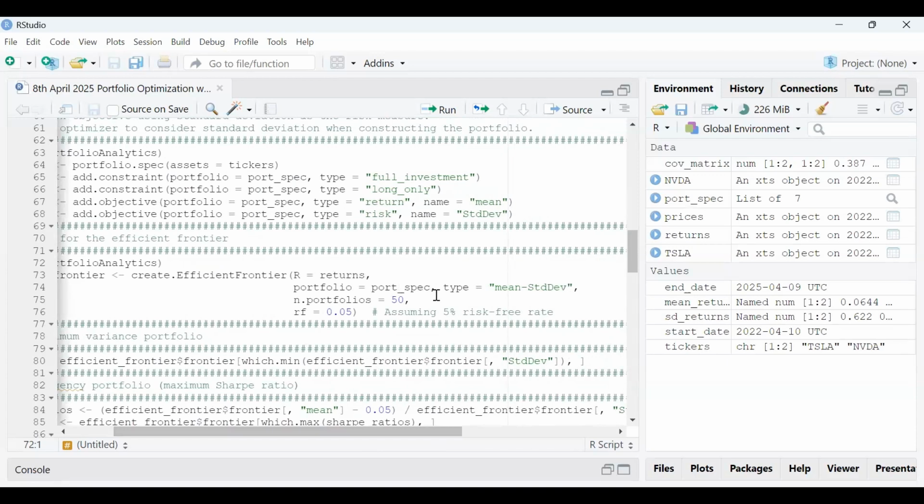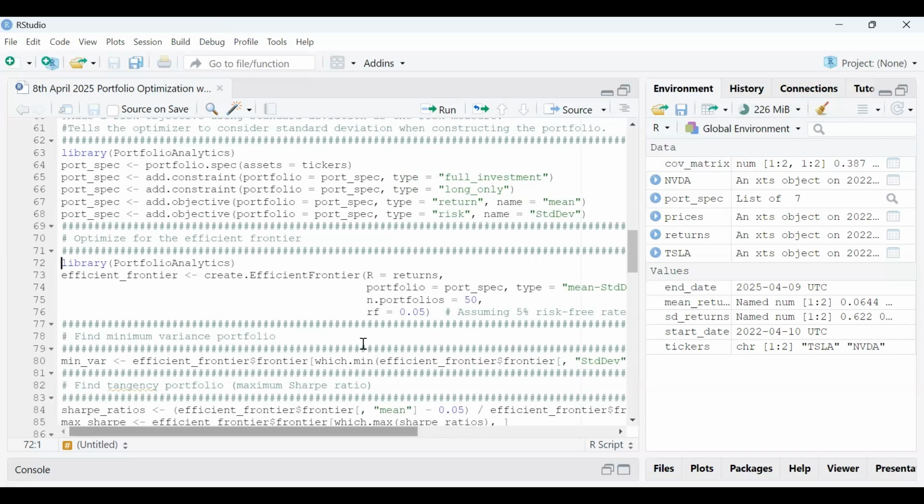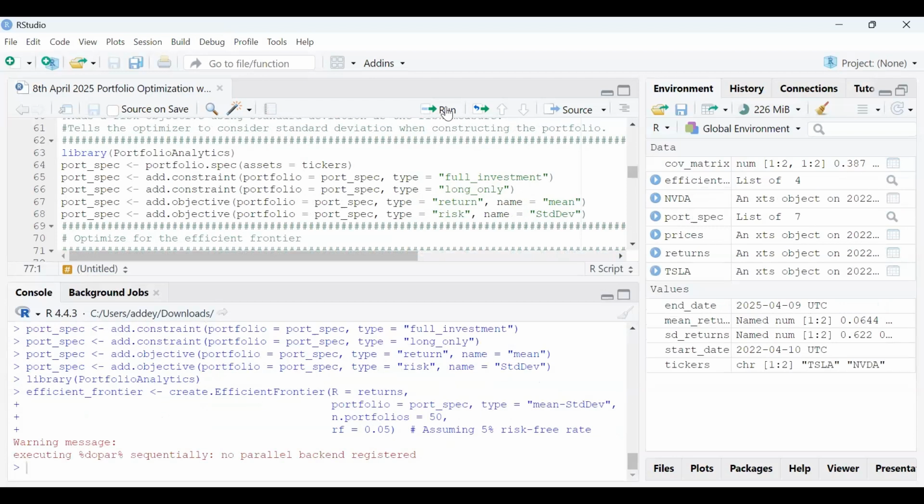And then I specify here that it should specifically use the mean variance portfolio optimization. So R allows you to specify it as mean hyphen standard deviation. And I'm saying it should do that using 50 portfolios. Then over here, I'm specifying that the risk-free rate should be 5%. You know, in recent times, you have been in a high interest rate environment. So I decided to use this as 5%. So I now go ahead and I run this efficient frontier.